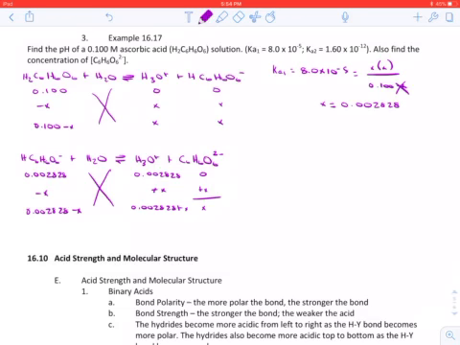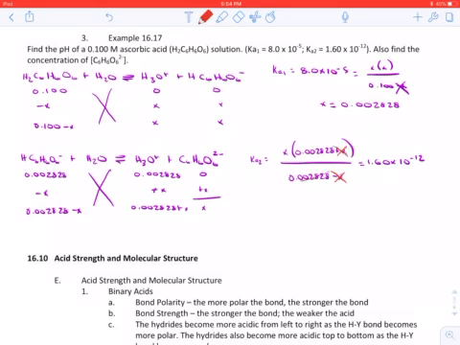So now we're ready to plug it in for the next one. Ka2 is equal to x times 0.002828 plus x over 0.002828 minus x, and that's going to be equal to 1.60 times 10 to the negative 12th. So hopefully you see something awesome happening here. We get to do a lot of canceling.